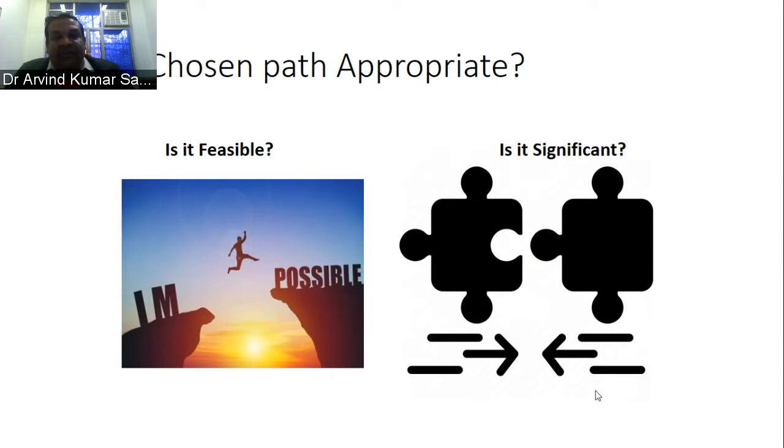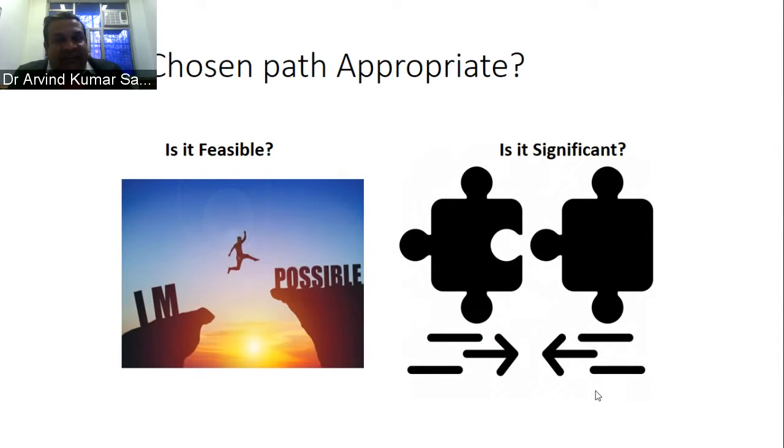And when it comes to significance, it comes in two categories. The first is the academic contribution. Will the outcome of your research, the topic that you want to address, provide any kind of academic contribution? Will it contribute to the body of knowledge? It will add on to what is unknown and make it known.